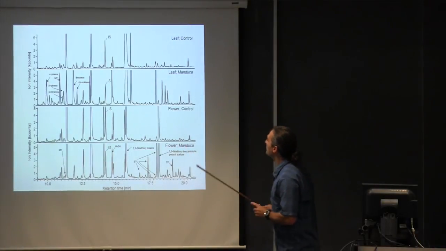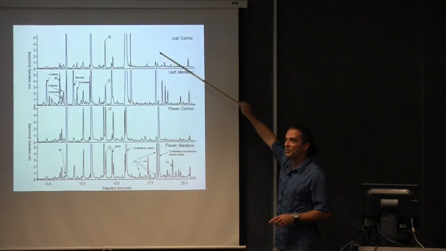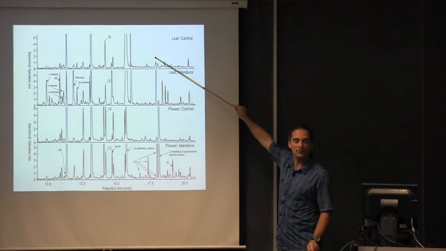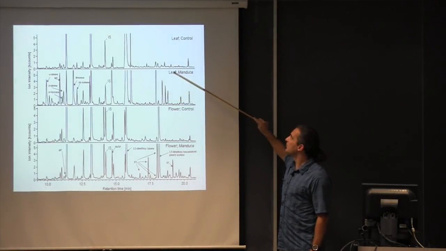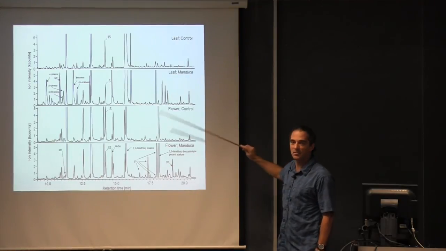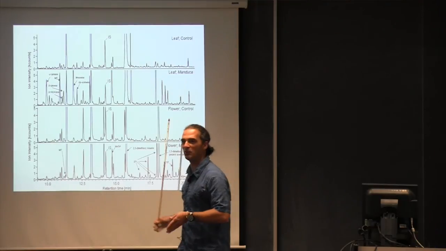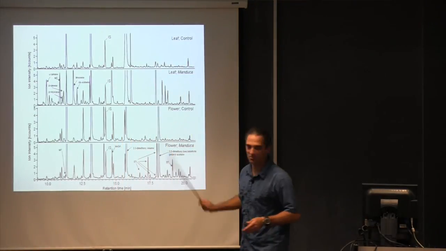Blur your eyes and concentrate first on the first two. These are plants that were not damaged. This is just a normal volatile emission from leaves, not from flowers. And this is a plant damaged by Manduca caterpillars. This is the tobacco hornworm, actually. Until 1964 it was called the tomato hornworm, and then another species became the tomato hornworm, and this became the tobacco hornworm.